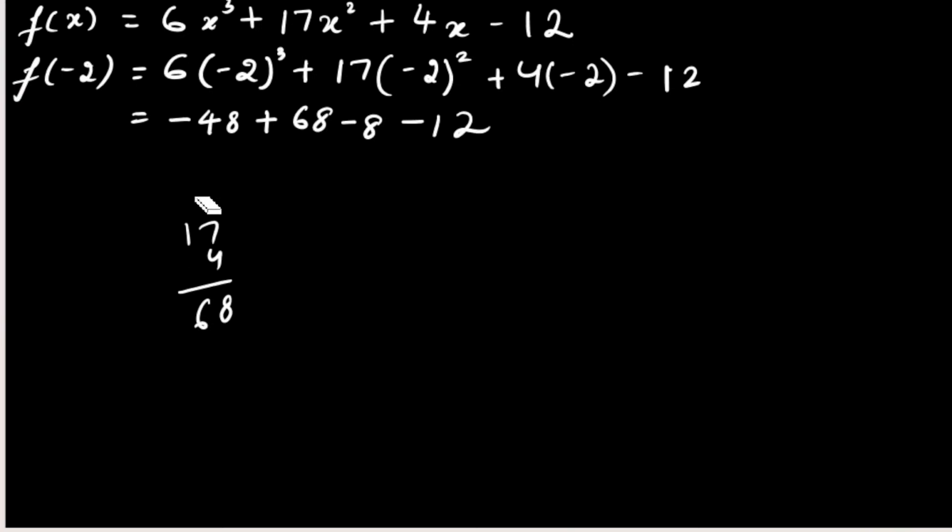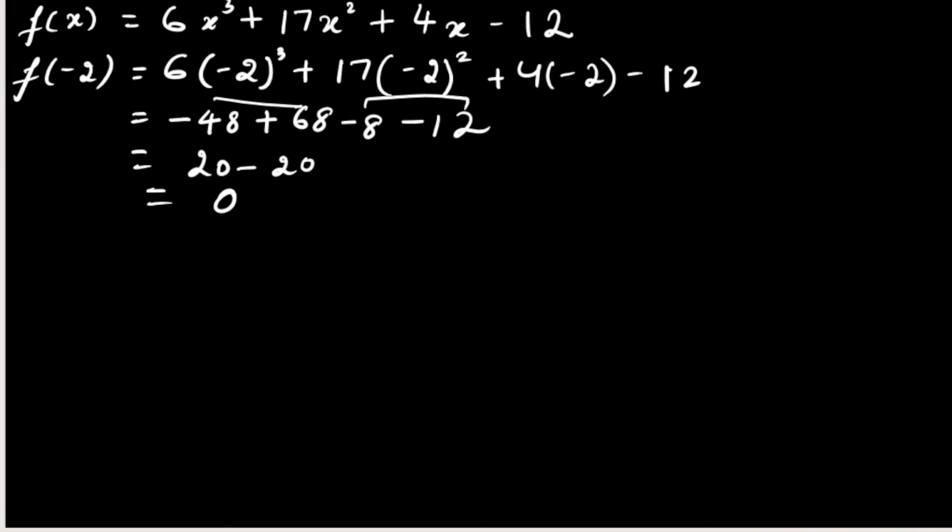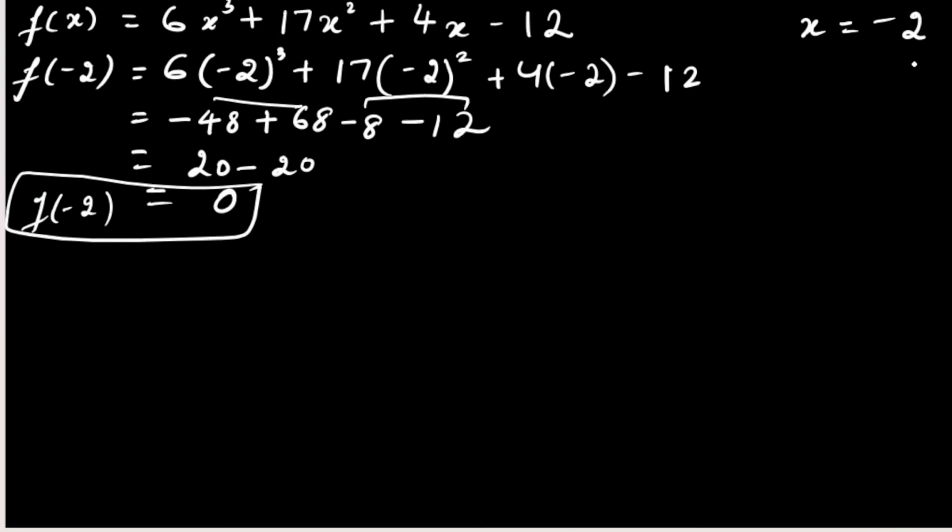We can just simplify this. So minus 48 plus 68: when we do the subtraction, we will get 20. Then minus 8 minus 12: 12 plus 8 is 20, so minus 20. 20 minus 20 is 0. So that means f of minus 2 we got 0. That means the value x equals minus 2 worked out.